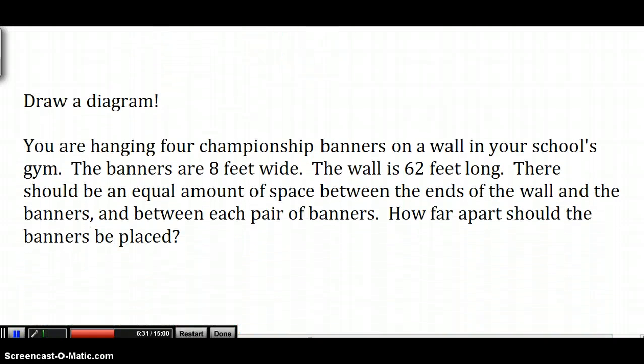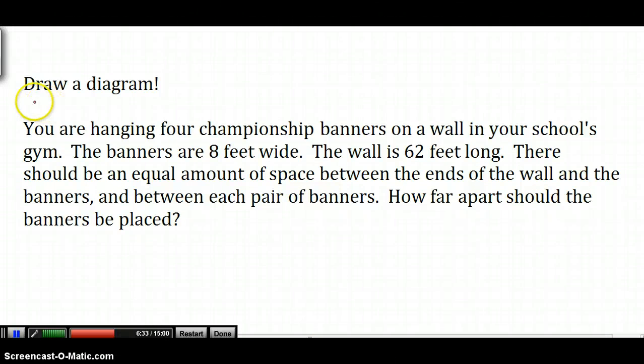Last method is sometimes you might need to draw a diagram if it's a long problem that has some weird things going on, like this one. You are hanging 4 championship banners on a wall in your school's gym. The banners are 8 feet wide. The wall is 62 feet long. There should be an equal amount of space between the ends of the wall and the banners, and between each pair of banners. How far apart should the banners be placed?